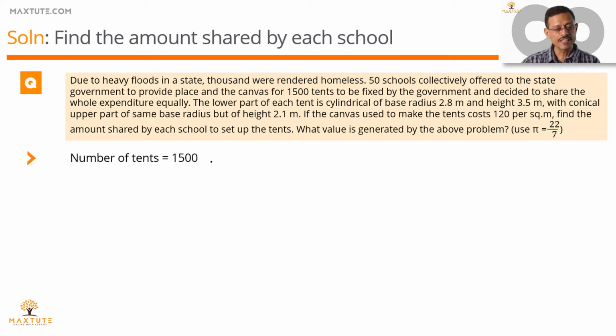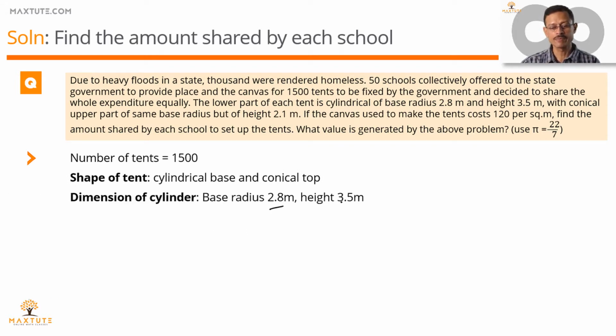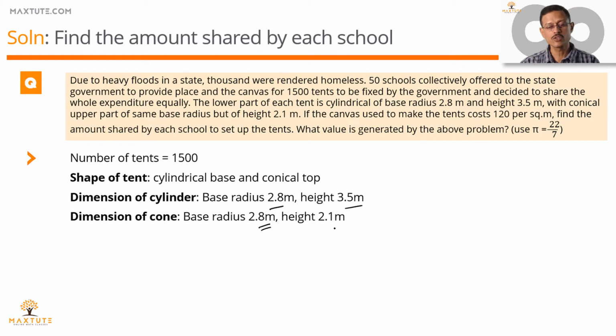How many tents? 1,500. What is the shape of the tent? Cylindrical base, conical top. What are the dimensions of the cylinder? Base radius is 2.8 meters. Height is equal to 3.5 meters. For the cone, the base radius is 2.8 and the height is 2.1. Base radius is the same for both the cylinder and the cone.